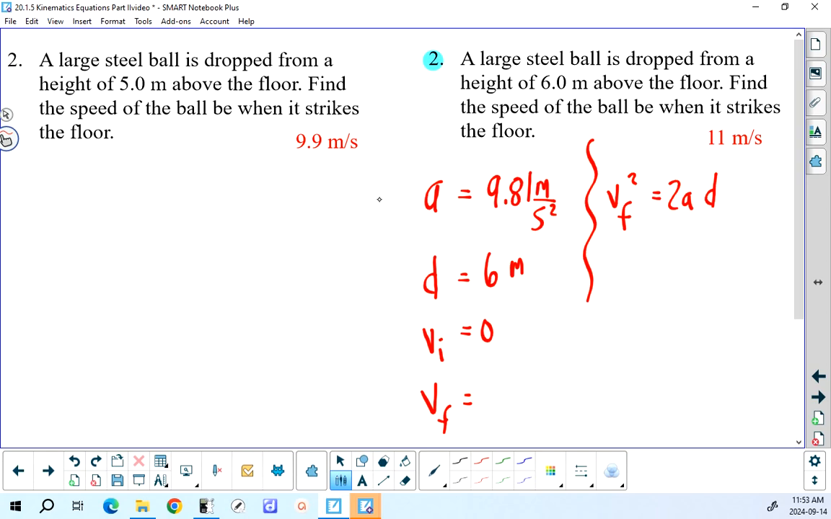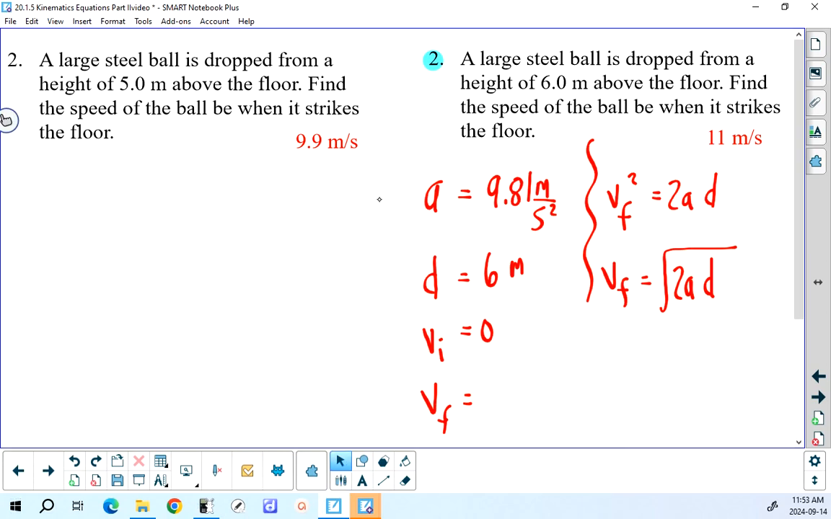It's actually VF squared equals VI squared plus 2AD, but VI is 0. So what are we going to get? We're going to get VF is the square root of 2AD. Okay, so before I get to the discussion about vectors, because by the time you're watching this, you will have learned the proper way to do these questions is to include vectors.